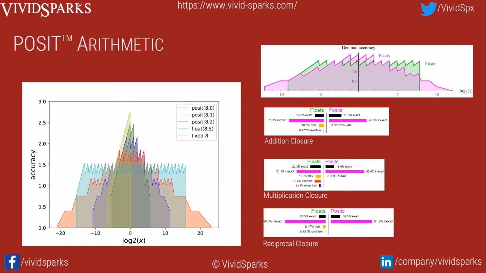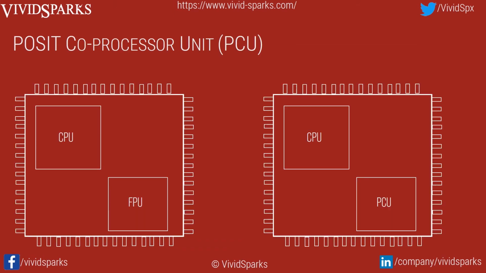In HPC or high performance computing, CFD or fluid dynamics, and weather pattern prediction, posit 32 comma 2 is the best candidate. For other graphics computing, 16,1 or 16,2 is a good candidate.